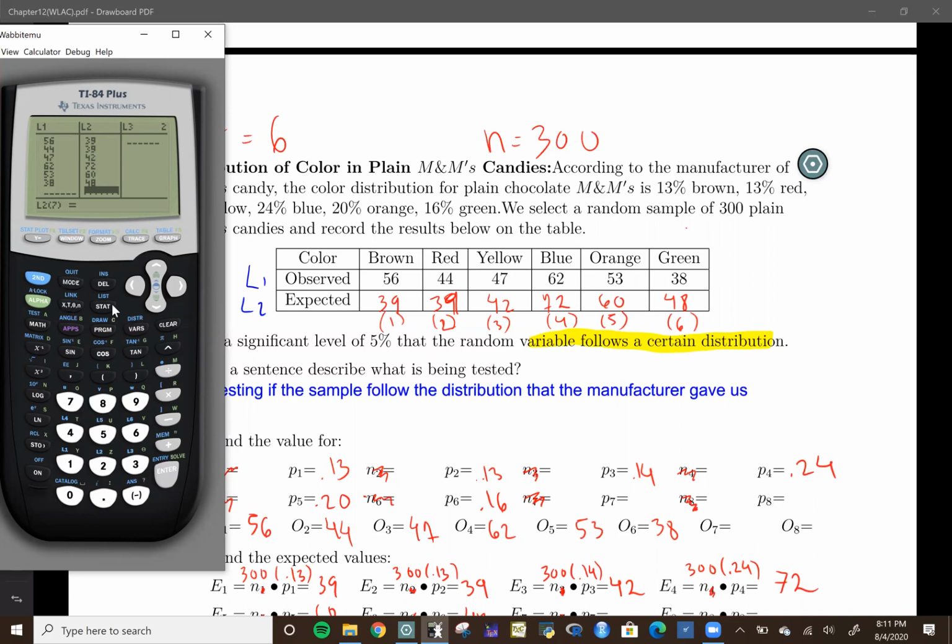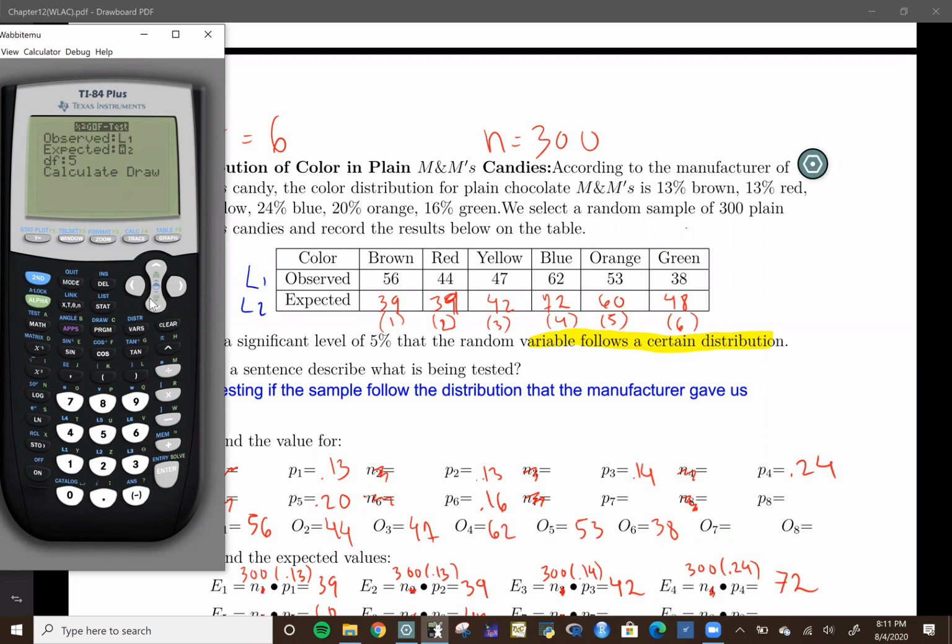All right, up next you go to stats, then tests, and in the bottom right here you should see GOF test. You just click the GOF test. If you look right here, it says L1. L1 is your observed value. L2 is my expected value. Everybody good? L1 is observed, L2 is expected.